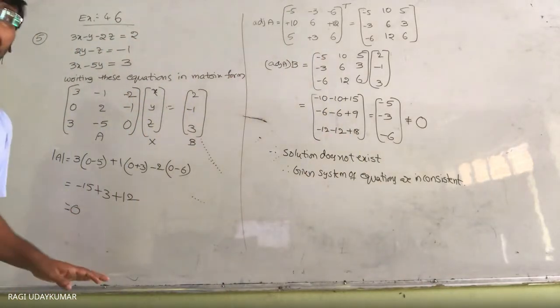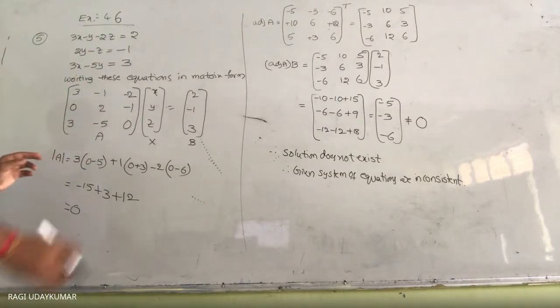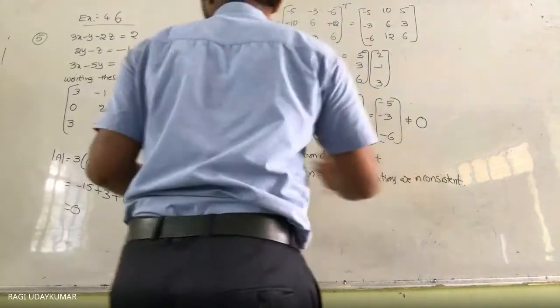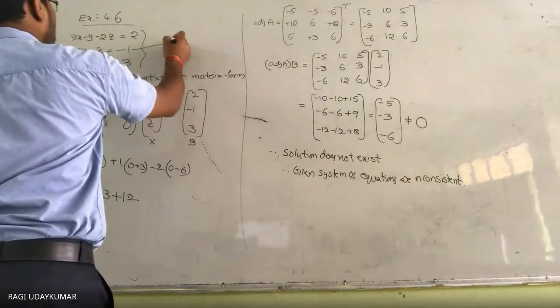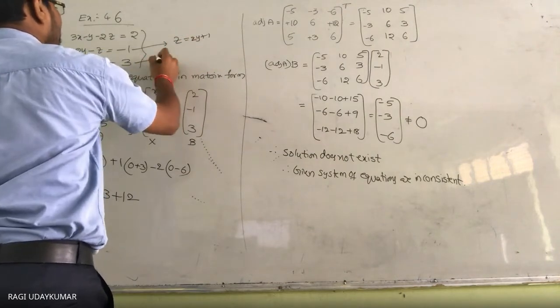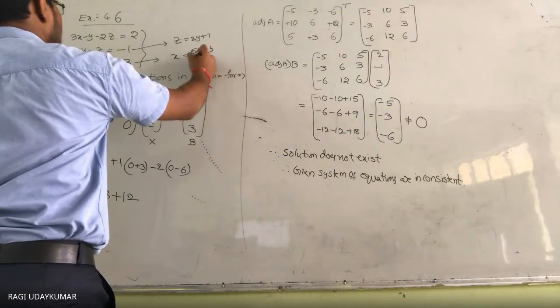Actually here, why don't we get the inconsistent case? How do we do it with the normal method? From the second equation, what do we get here? z is equal to 2y plus 1. From this equation, x is equal to (5y plus 3) by 3.